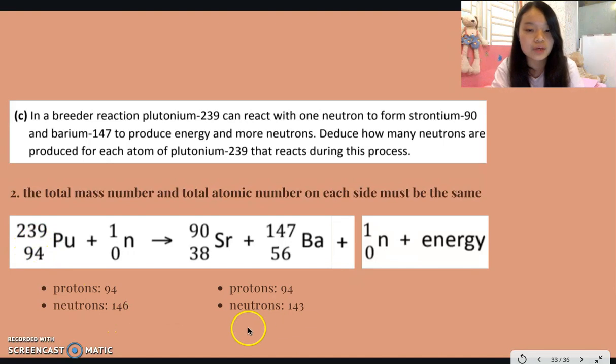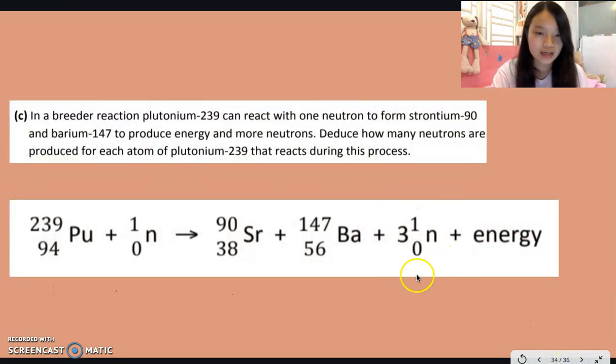On the right side of the equation, we have 94 protons, in which I'm getting 38 plus 56 to get 94, and the number of neutrons can be calculated using the same method as on the left side, and I get 143 neutrons. Since the number of neutrons on both sides of the equation has to be the same, I realize that I'm lacking 3 neutrons, and so I'm adding 3 more neutrons into this nuclear equation, so a total of 3 neutrons are produced.